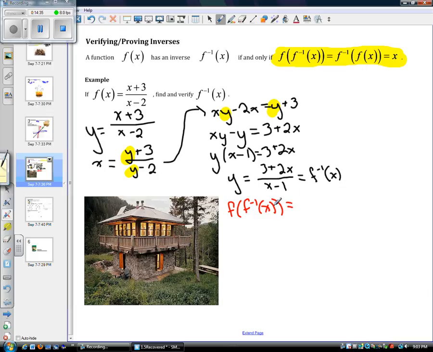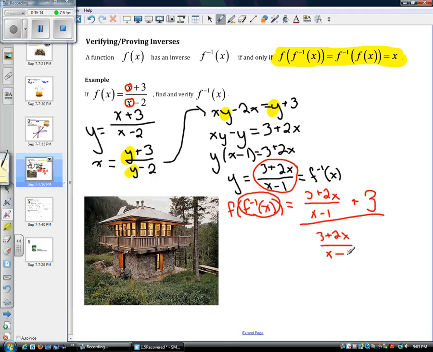So now I want to take all of f inverse of x and plug it in everywhere I see x in my f function. So I'm going to take this whole thing and plug it in everywhere I see x in here. So that's here and here. So I get 3 plus 2x over x minus 1, plus 3, divided by 3 plus 2x over x minus 1, minus 2.